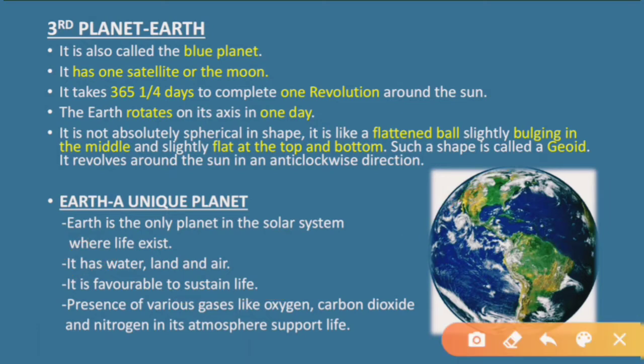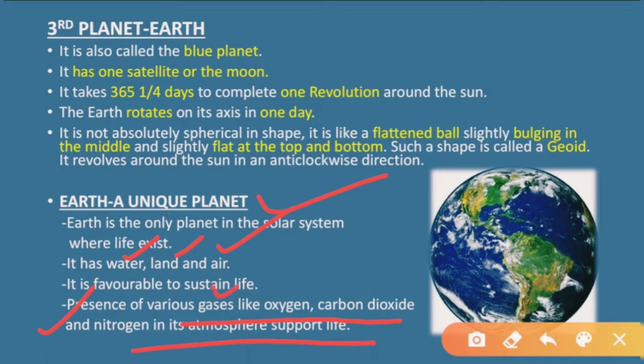The last point is the presence of various gases like oxygen, carbon dioxide and nitrogen in its atmosphere supports life. As we have already studied, the Earth is the only planet where life exists because it has its own atmosphere, water, land, air.